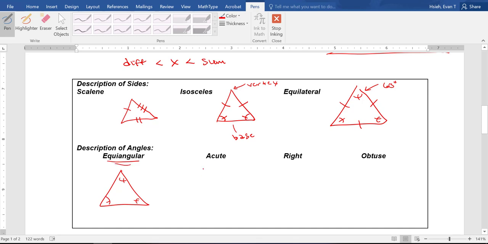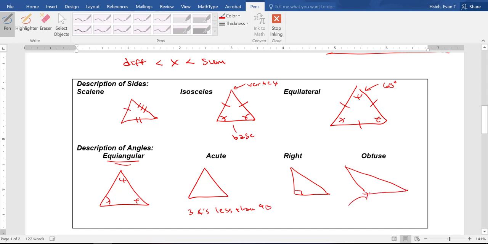An acute triangle has all 3 angles less than 90 degrees. A right triangle has 1 right angle. An obtuse triangle has 1 angle that's greater than 90 degrees.